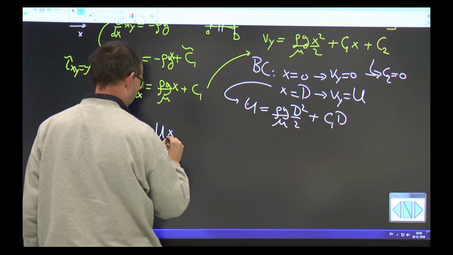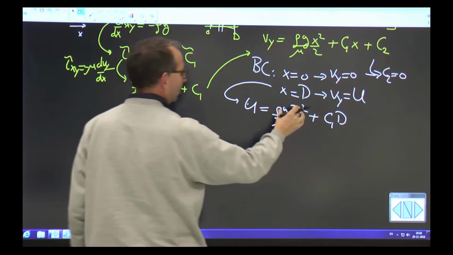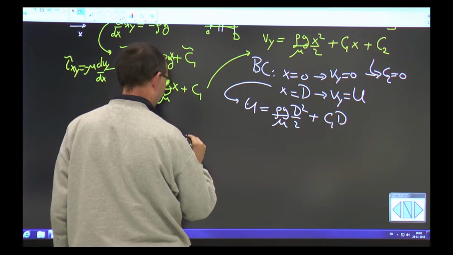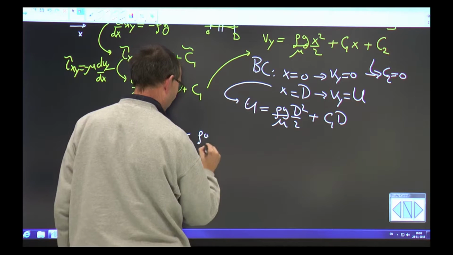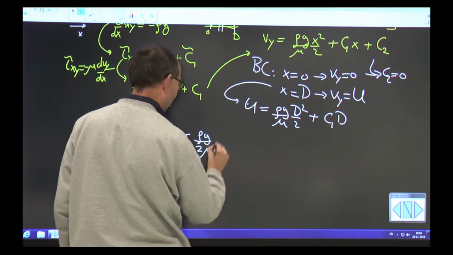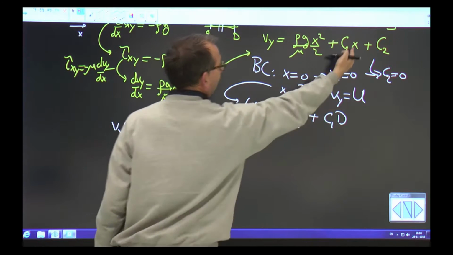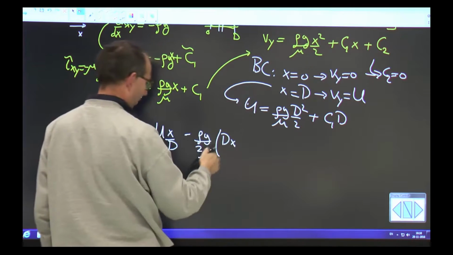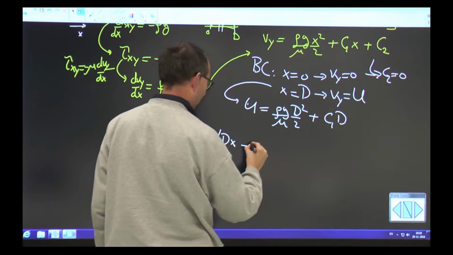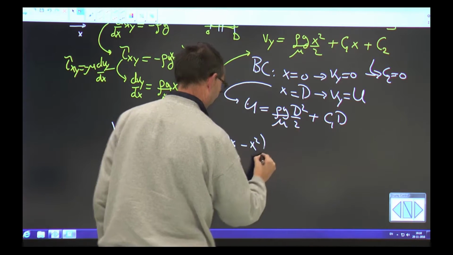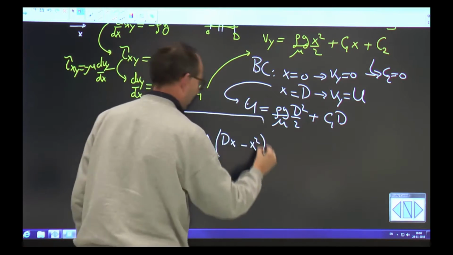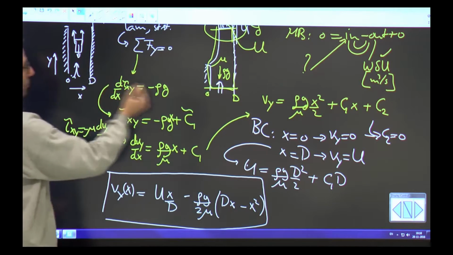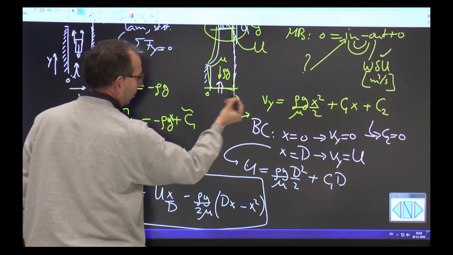u times x over d, and then these two can be combined. I lose d there, so it is minus rho g over 2 mu. The 1 over d is gone against that one, and I get an extra x back, so that is d x. And then this part, everything is out, and I took an extra minus sign, so this is minus x squared. That gives me the velocity in this part.